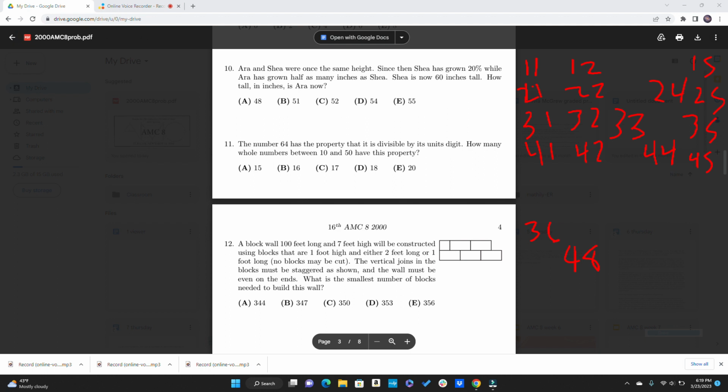Okay, how many numbers do we have here? 4, 8, 9. I'm counting 17. Always good to double check just to be sure. Yep, so that's 17 numbers have that property. Cool. All right, number 12.